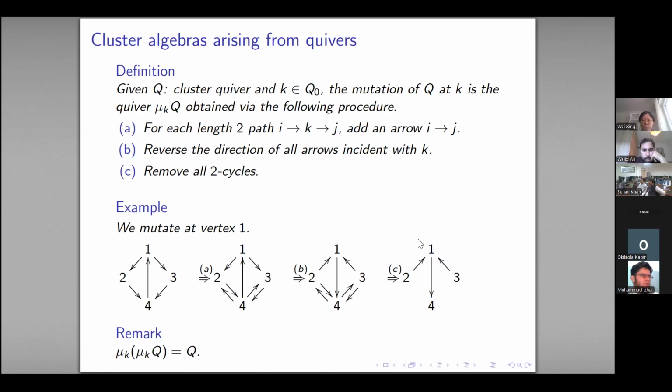So you can check by yourself, if you start from this quiver and mutate at vertex 1 again, you will go back to the original quiver that we started from. In other words, quiver mutation is an involution operation.